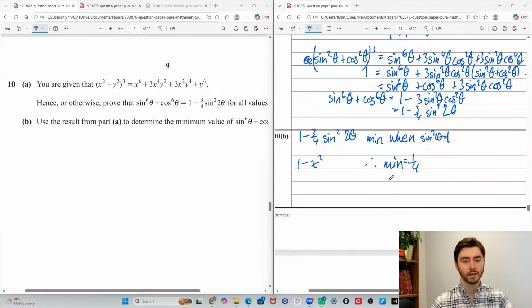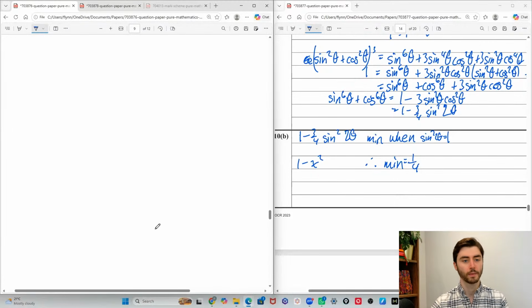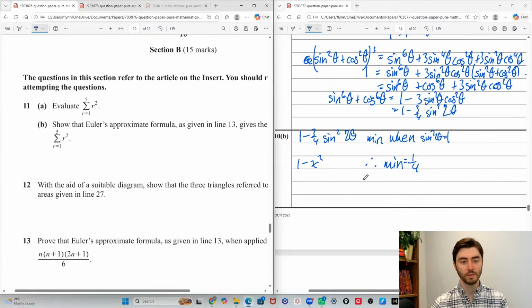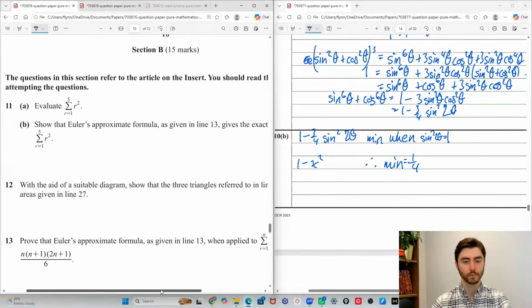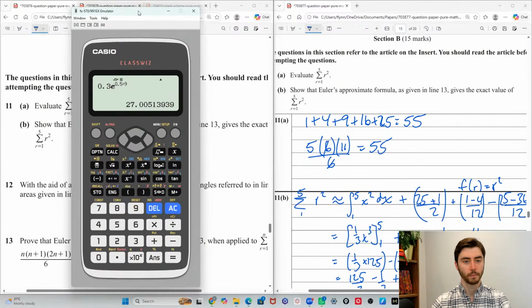Now 10B. So the minimum value of the thing on the left equals the minimum value of the thing on the right. So the minimum is when I'm subtracting the maximum value, and the maximum value is 1, so it's a quarter. Like, I'm satisfied. Okay, then we get into the insert. Evaluate that. So 1 squared, 2 squared, 3 squared, 4 squared, and 5 squared is 55.